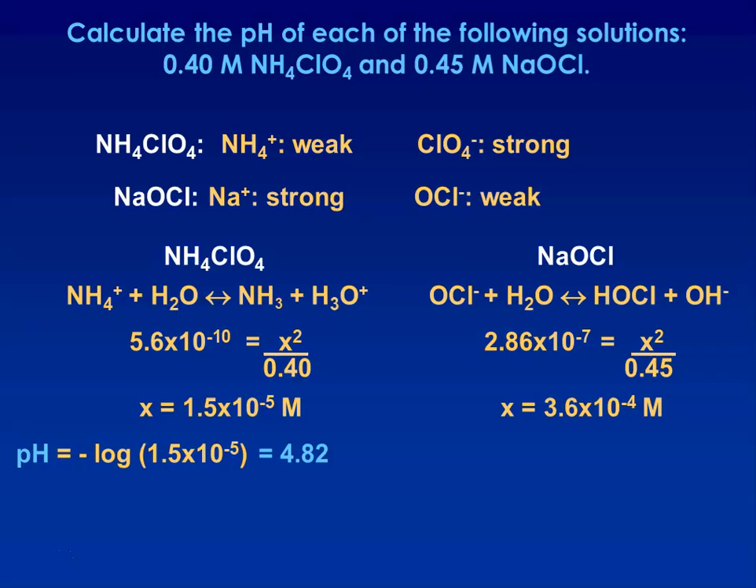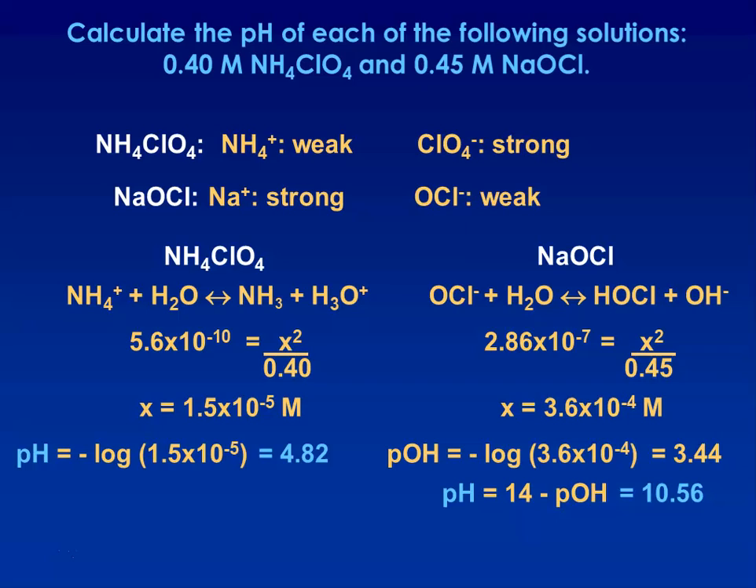That's my hydroxide concentration. So if I take the negative log of that value, I get that the pOH would be 3.44 and that my pH would be basic. Again, just providing additional quantitative support that you can have acidic salts with NH4ClO4 and basic salts with NaOCl based on the types of ions that are making up those salts if they have weakly acidic or weakly basic components.